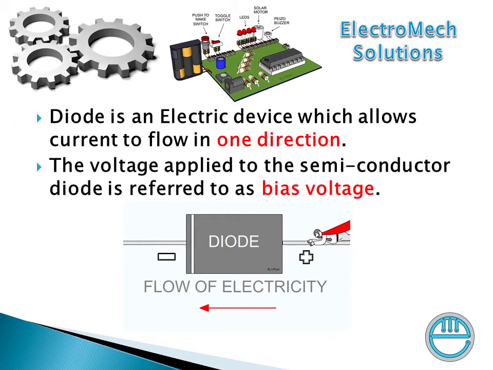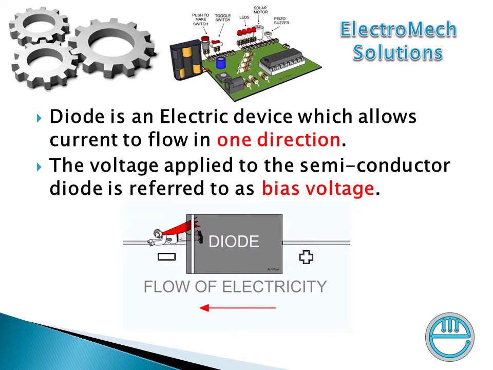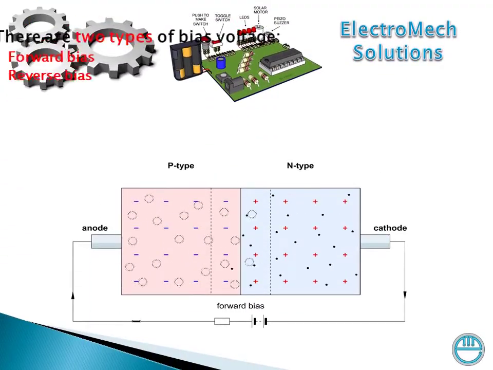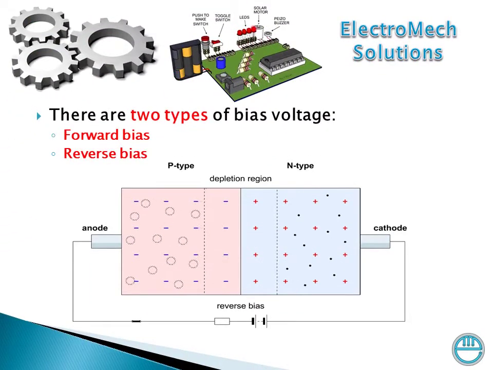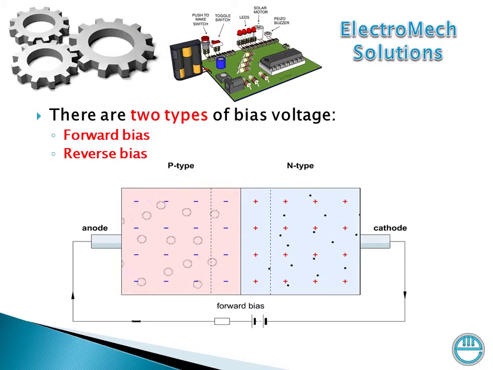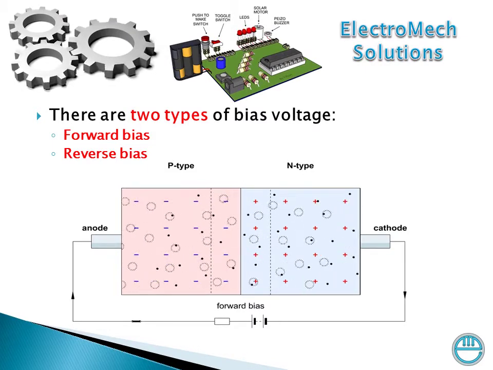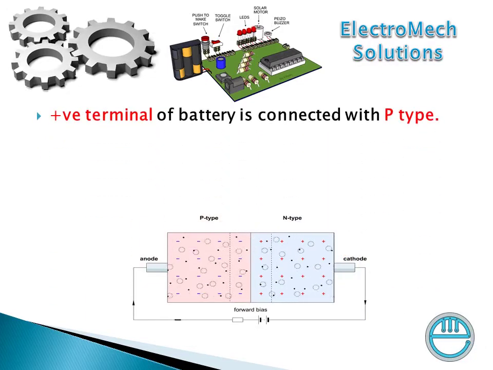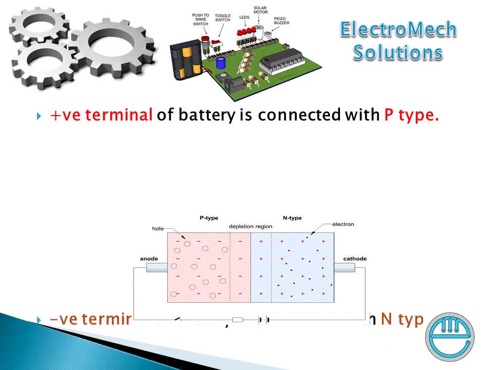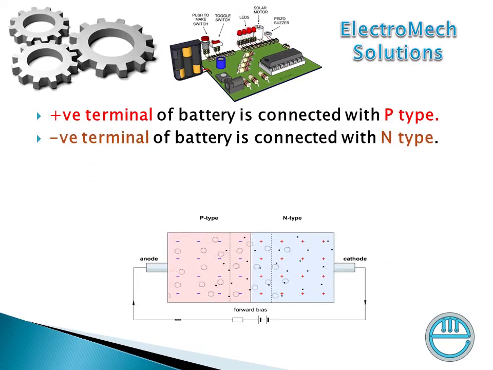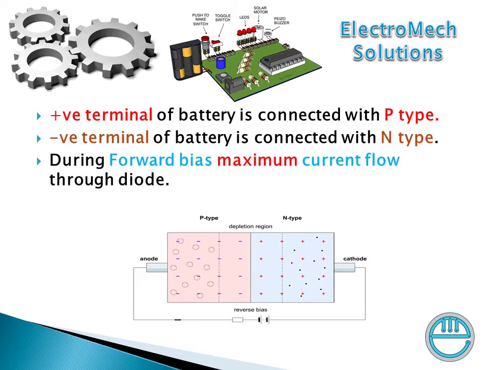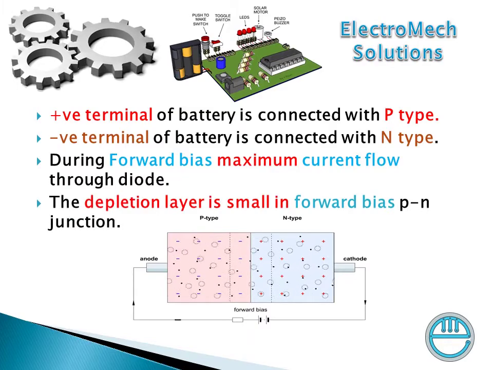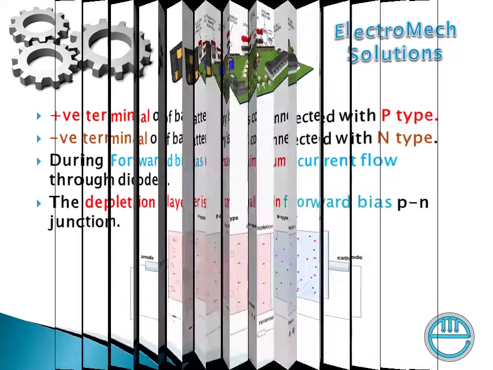The voltage applied to the semiconductor diode is referred to as bias voltage. There are two types of bias voltage: forward bias and reverse bias. In forward bias, the positive terminal of the battery is connected with P type, and the negative terminal of the battery is connected with N type. During forward bias, maximum current flows through the diode. The depletion layer is small in forward bias PN junction.